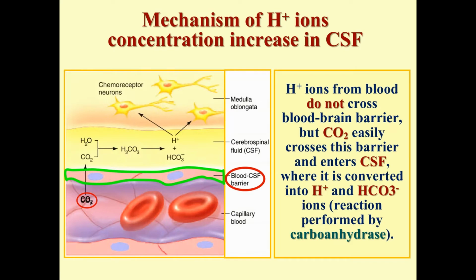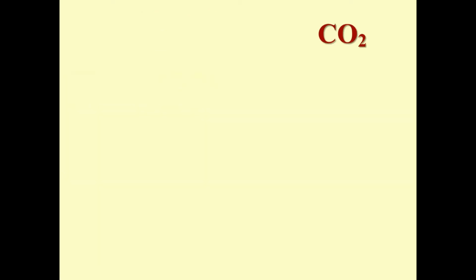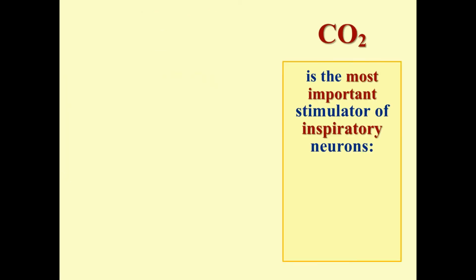CO2 easily passes, and when it enters the cerebrospinal fluid, it combines with water, and carbonic anhydrase easily converts it into carbonic acid. Then carbonic acid dissociates with formation of H+ ions and HCO3- ions. H+ ions then enter the tissue of the brain and are sensed by chemosensitive neurons. CO2 is the most important factor stimulating the inspiratory neurons.